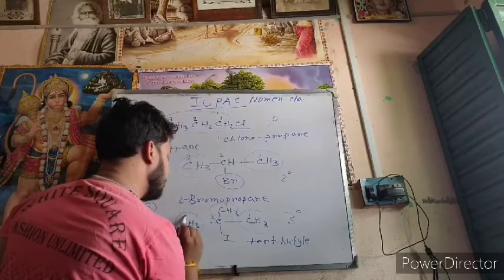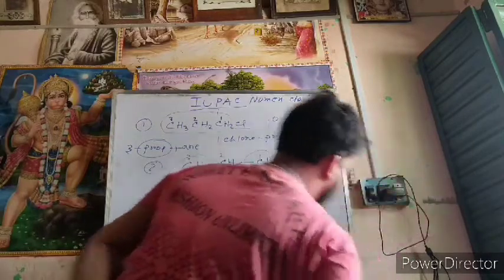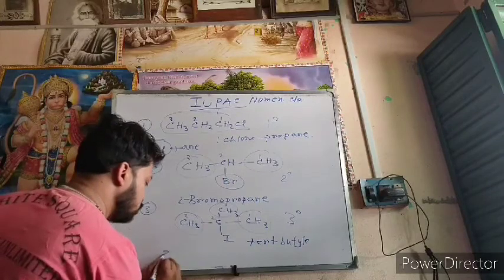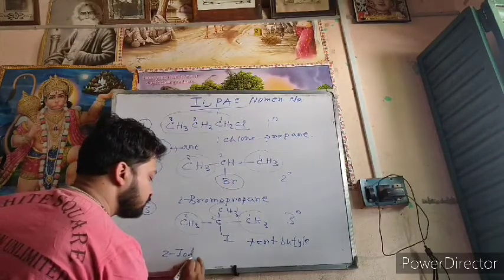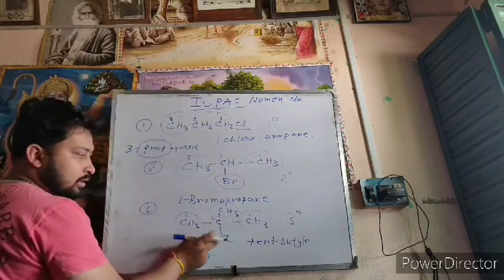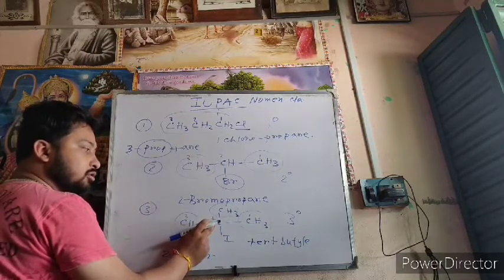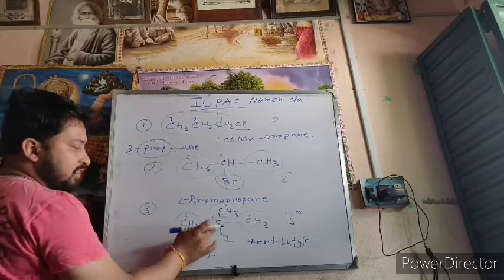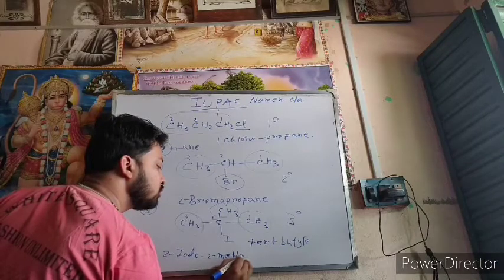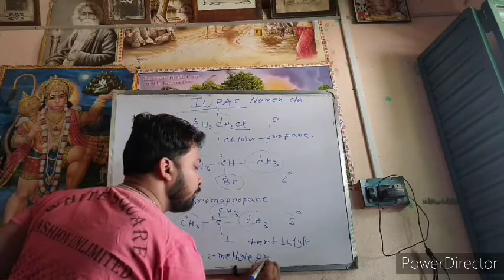If we number it, we get 2 iodo 2 methyl. The position of the iodine is 2, and the position of this methyl group is also 2. Therefore, we may write 2 iodo 2 methyl, 1, 2, 3. 3 means propane.